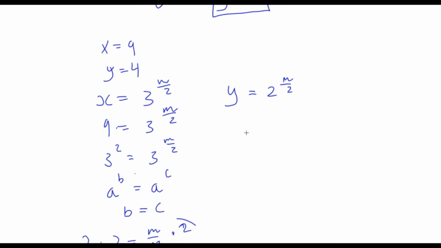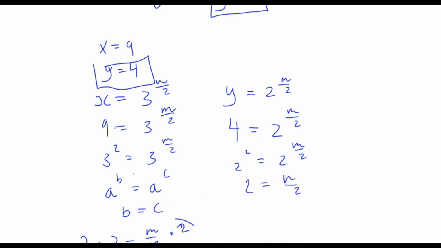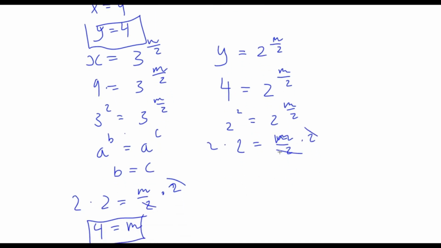Now let's see if we get the same answer for our second equation. We have y equals 2 to the power of m over 2. Remember, y is equal to 4. So now we have 4 is equal to 2 to the power of m over 2. Now 4 is the same thing as 2 squared, so we have 2 squared is equal to 2 to the power of m over 2. And remember, if a to the power of b equals a to the power of c, then b equals c. So in this case, 2 is equal to m over 2. Now I'm going to do the same thing and multiply both sides by 2. These two cancel out, and I'm left with 4 is equal to m.